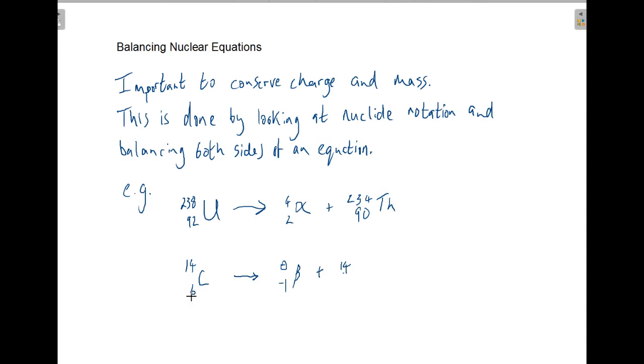Now I need for this side here to balance with this side here for the proton number as well. Now I need this side, the right hand side of the equation, to add up to 6, because I've got 6 on the left hand side. So I need -1 and a number that adds to -1 to give you 6. So that's just 7. And that forms nitrogen. So nitrogen is formed when carbon-14 undergoes a beta decay.